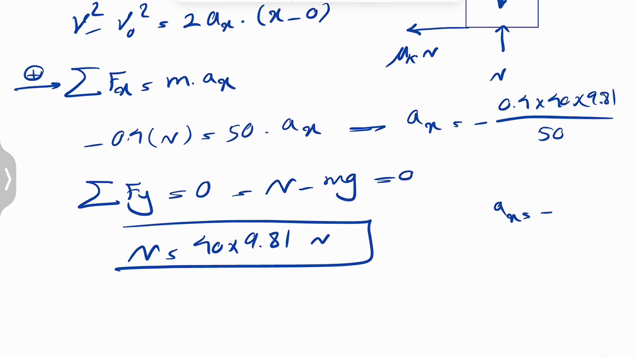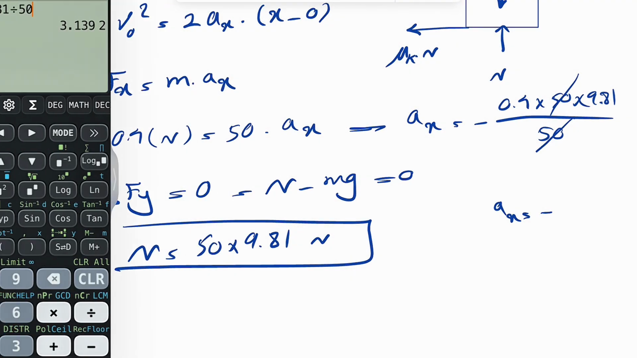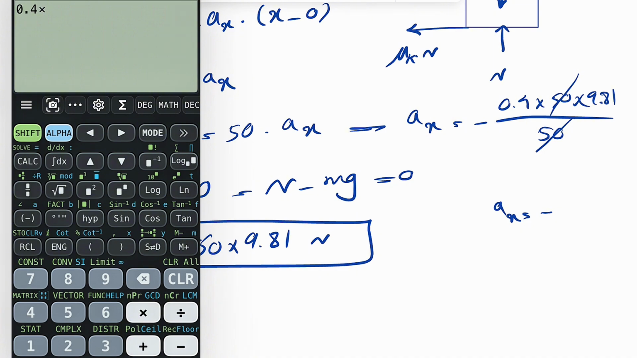I just noticed the mass is actually 50, so 50 here and 50 here too, so they will actually cancel out. So we're going to have 0.4 times 9.81, which is going to be negative 3.924 meters per second squared.